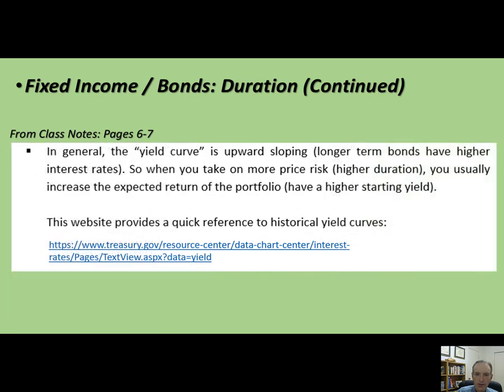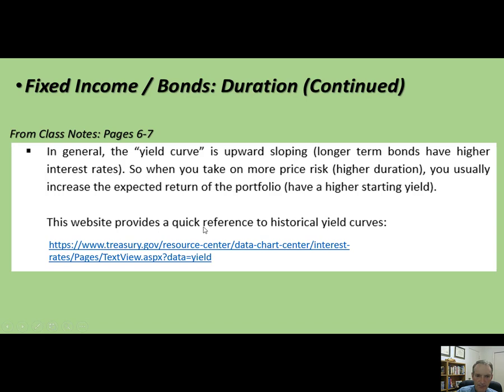So in general, the yield curve, and the yield curve is a list of all the different bonds at different maturities, is upward sloping. You should have gotten this in your first finance class when we talked about interest rate theory. So longer term bonds tend to have higher yields, higher interest rates than shorter term bonds. So when you take on more price risk, you have more duration, you're usually getting paid more for it. You're getting a higher expected return. You have a higher yield.